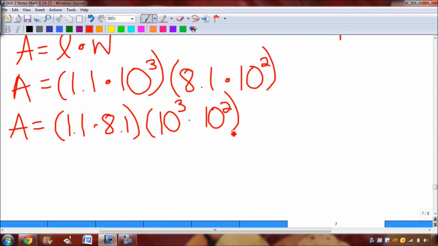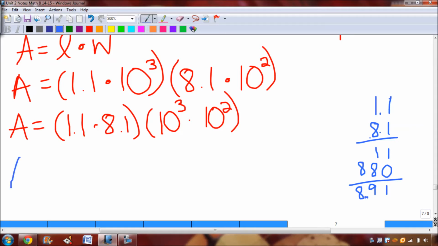So now I have to figure out what is 1.1 times 8.1. So let's figure this out. 1.1 times 8.1. So 1 times 1 is 1. Again, 1 times 1 is 1. And then I bring the 0 down and I do 8 times 1, which is 8. And then 8 times 1, which is another 8. So I add all of these together right here. And I end up getting 891. Now, it's about 1 times about 8, so I should get about 8 as my answer, which means that my answer should be 8.91 when I multiply it together. So I get area equals 8.91.